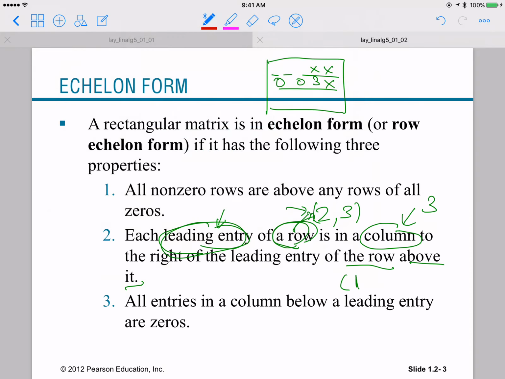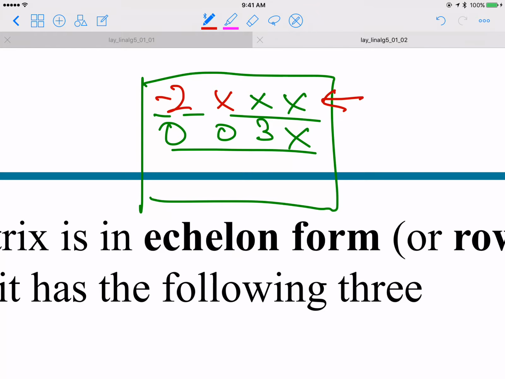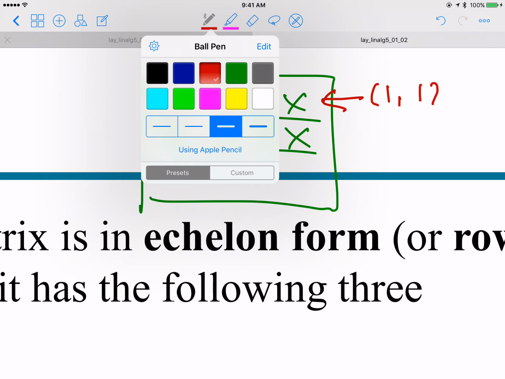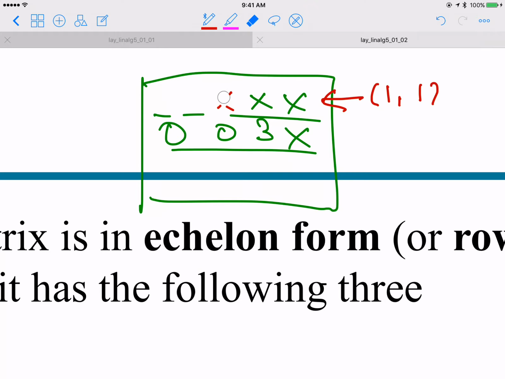So let's consider this case where the first row has the leading entry at the first position, which means we can represent that position as 1, 1. How about this case then? Still 0 and then minus 1. And then what should this number pair be? It's 1, 2, right?